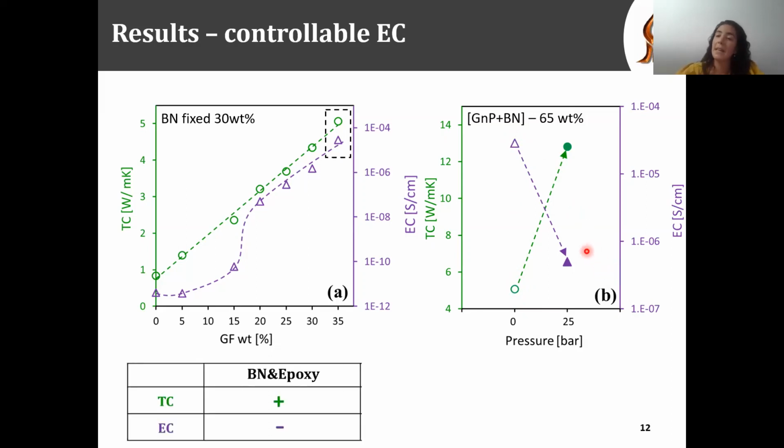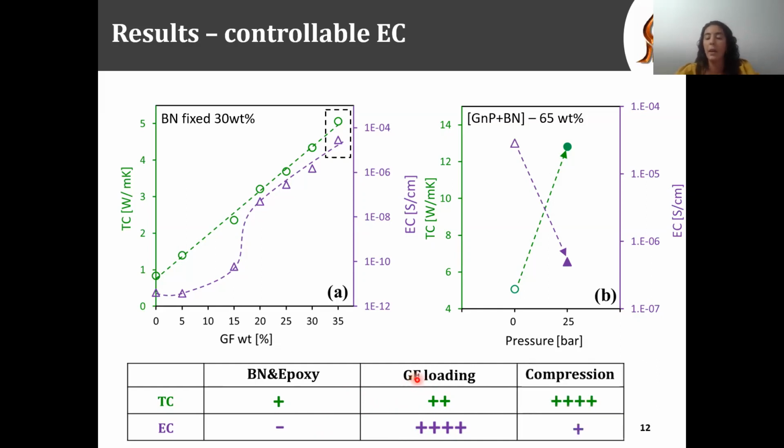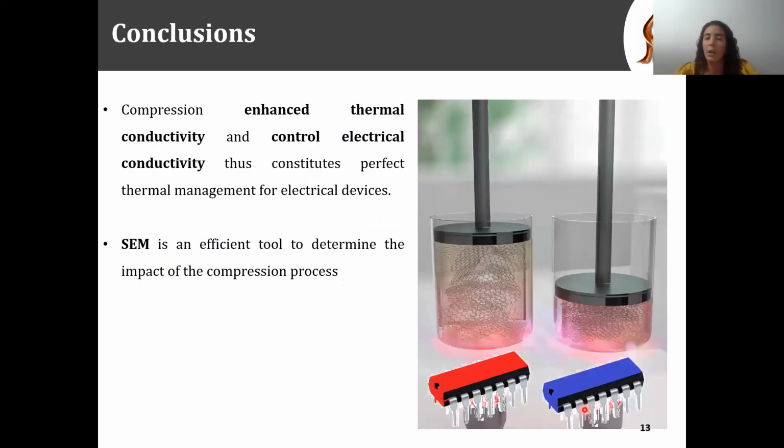So if I conclude my second research goal, we start with a ceramic-based composite, which is characterized by a moderate thermal conductivity with electrical insulation. First, we examine the effect of the carbon loading, and we succeed to multiply the thermal conductivity, but also increase the electrical conductivity. And finally, we examine the effects of the compression, and we succeed to drastically enhance the thermal conductivity with controllable electrical conductivity.